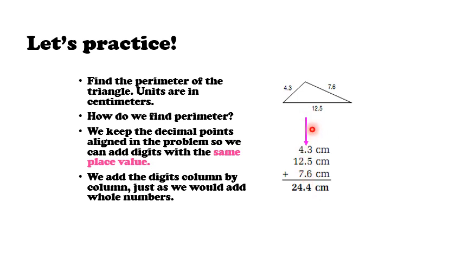So step number 1, I will line up the decimal. Step number 2, I will add digits with the same place value. Then add digits column by column, just as we would add whole numbers. By the same way we add the whole numbers, we can add the decimal numbers. And the last step, mark off the decimal point in the sum.